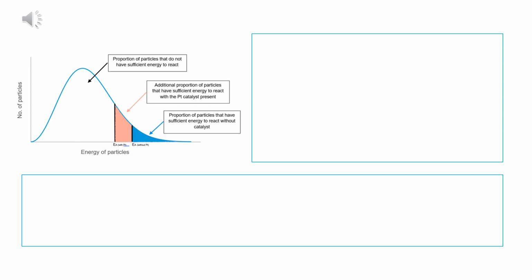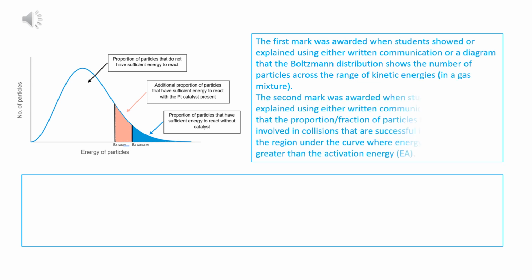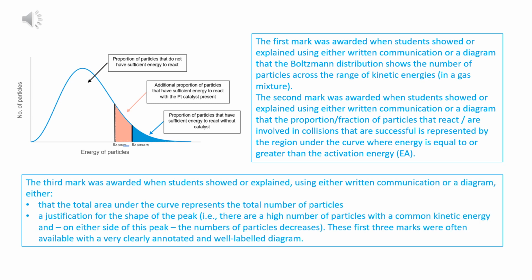The first mark is awarded for explaining the Boltzmann distribution curve, and the second mark is awarded for explaining a successful collision equal to or greater than activation energy. The third mark is awarded for explaining the total area under the curve, or a justification for the shape of the peak. These first three marks are often available with a very clearly annotated and well-labeled diagram.